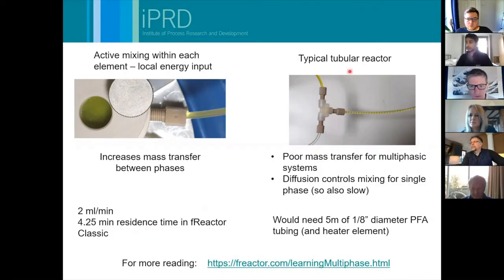And if we were doing that within a tubular reactor system, we would be using about 5 meters of 1/8-inch diameter PFA tubing, and we would need a heating element around that as well. Okay.